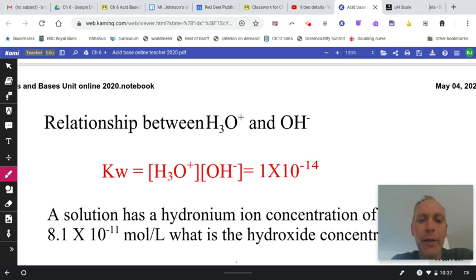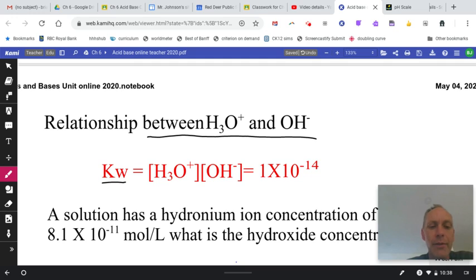So day one, you learned how to write acids and bases using the Arrhenius modified definition. Yesterday you did pH and pOH calculations and learned about those special sig-dig rules. And today I'm going to introduce you to Kw, which is a way to convert between hydronium and hydroxide concentrations. So the formula for Kw is written here.